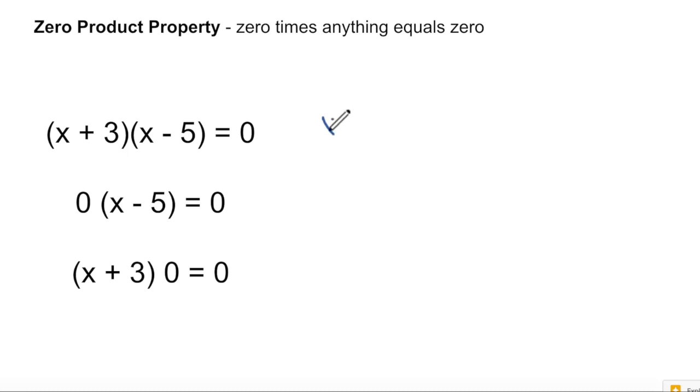So let's try that. X plus 3 equals 0. Now we'll solve for x. All we need to do is subtract 3 from both sides of the equation and solve for x. Those cancel each other out. This gives us x equals -3.